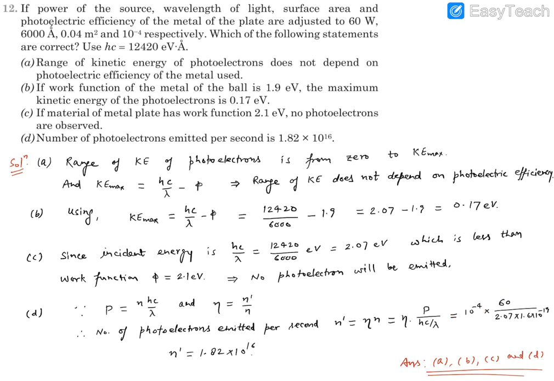So that's 60 watt. Now hc by lambda we have calculated 2.07, but it is in electron volt, so convert it into joules. So multiply by 1.6 into 10 raised to power minus 19. Now this number can be simplified. Once you simplify this number, it comes out to 1.82 into 10 raised to power 16. And by the way, the same is given in this expression. Hence, option D is also correct. So for this question 12, we will find A, B, C, and D all options are correct. So we will mark all of them. That's how this passage is completed. Thank you.